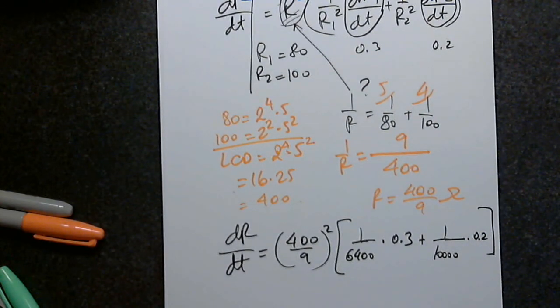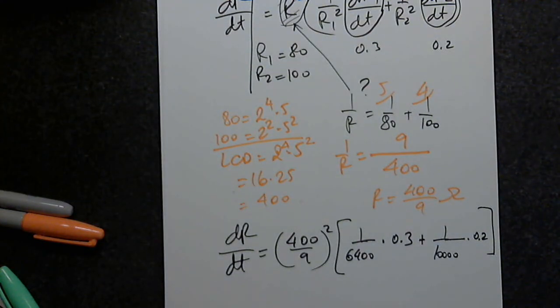So let's determine this together. In y equals, no, we don't need that. So it's in parentheses, 400 divided by 9, close the parenthesis and square, open a parenthesis, and we have 0.3 divided by 6400 plus 0.2 divided by 10,000, close the parenthesis, and press enter.